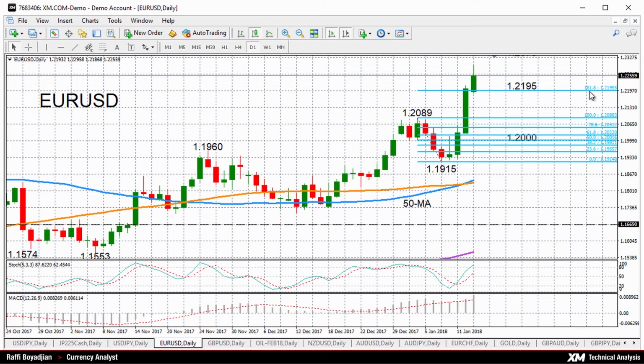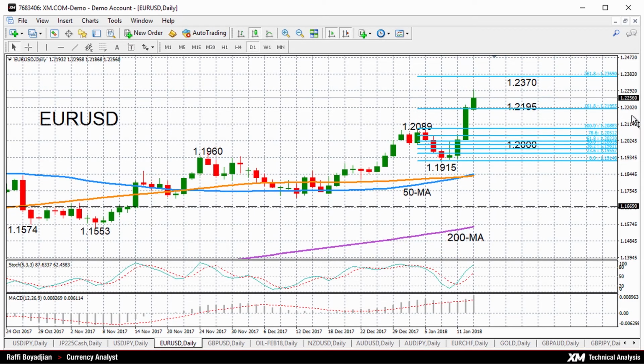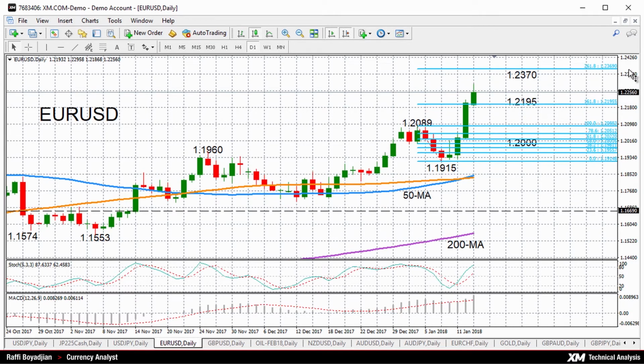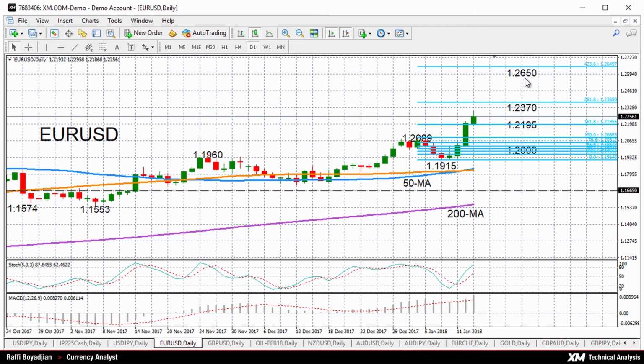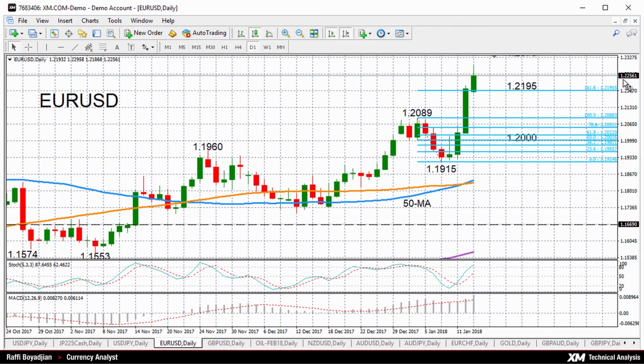Prices breached above the 161.8% Fibonacci of the down leg from 1.2089 to 1.1915. Having broken that level, the next target should come from the 261.8% Fibonacci at 1.2370, and above that we have 1.2650 at the 423.6% Fibonacci. If we look at the momentum indicator stochastics, we can see they're still rising in the daily chart.